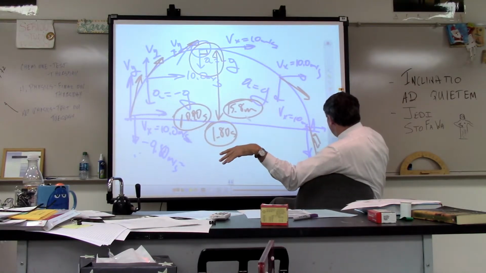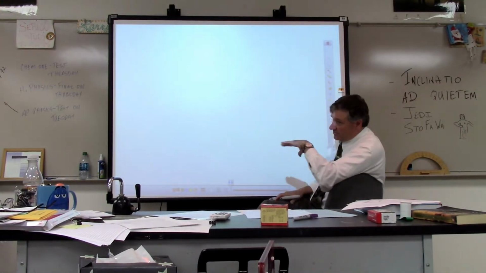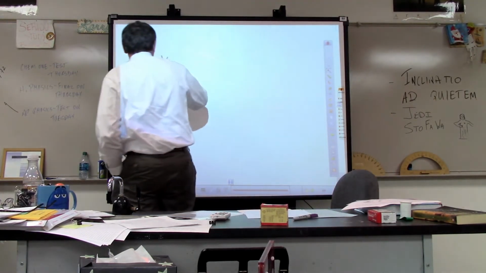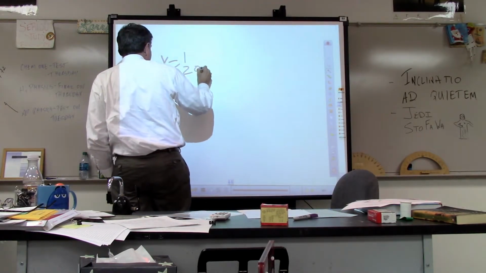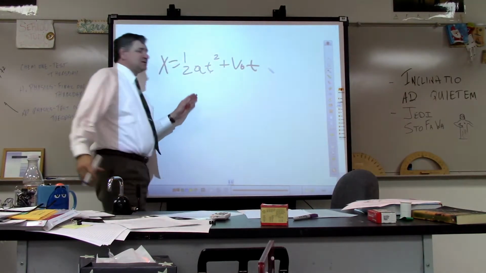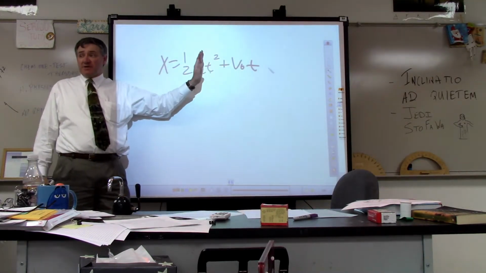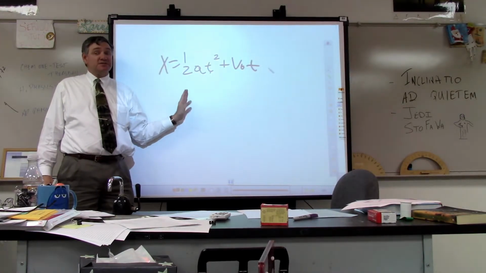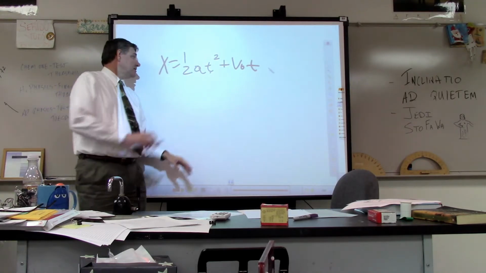Okay, well let's just settle the argument. The only way we can settle this argument is to use this equation, x equals 1/2 at squared plus v naught t. This is the only way you can settle this, because you have a specific time. You cannot do this any other way. No other options.